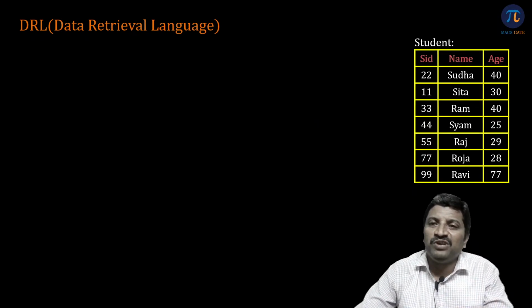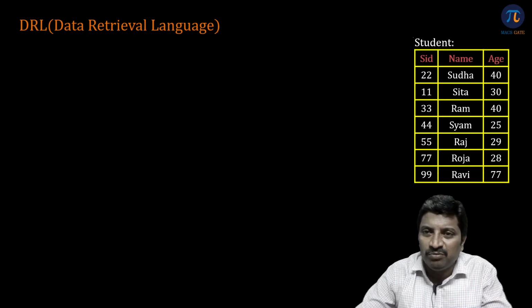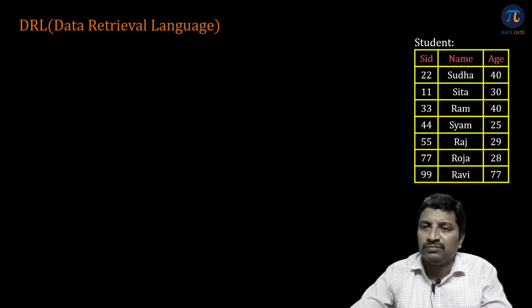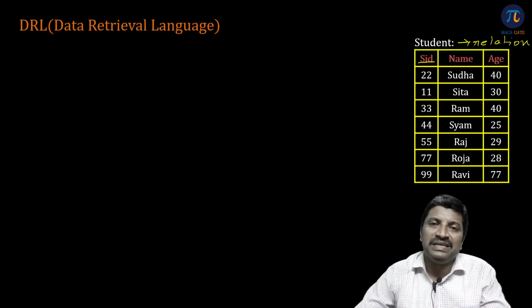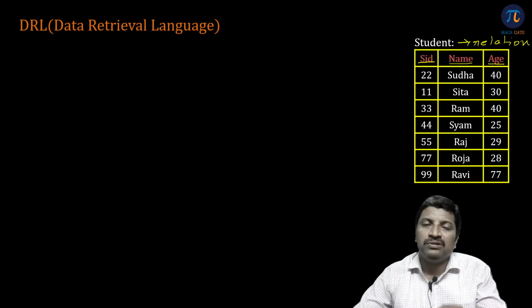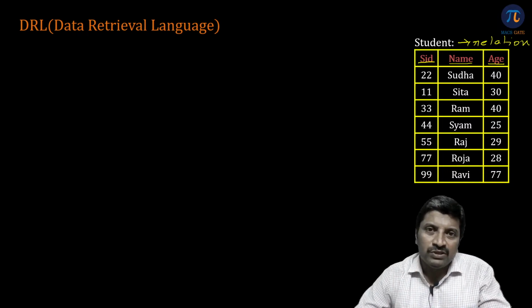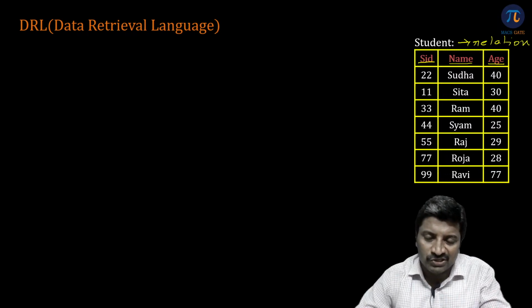Fine. Suppose we have a relation whose name is student, in which I have three attributes: SID, the student ID; name, the student name; and age, the age of the student. Let us assume for a few examples this is our relation, and we need some particular information from it. So let us discuss different possible questions on this relation.